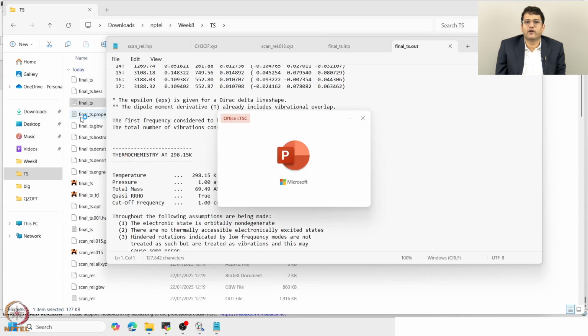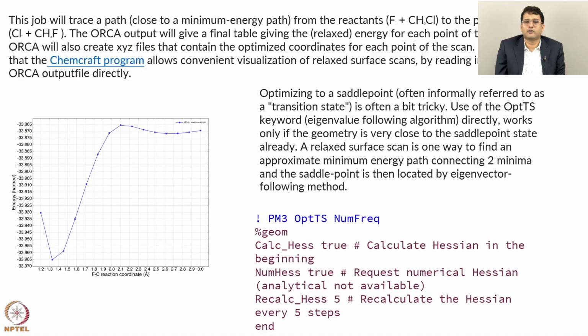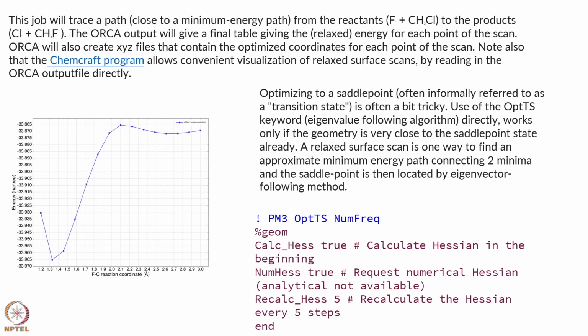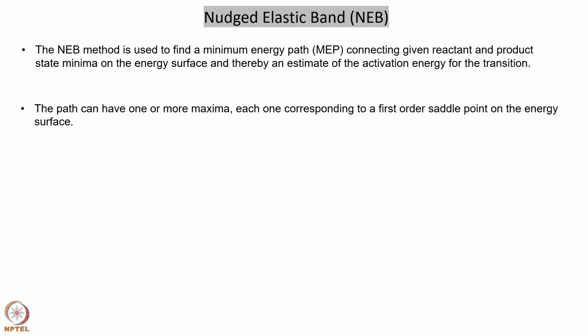Now, this is a case where we already knew the internal coordinate which corresponds to the reaction coordinate, but that will not always be the case. For polyatomic molecules, it will often not be easy to find out the internal coordinate which actually corresponds to the reaction coordinate. So, for that you need to use a modern technique which is called the nudged elastic band. What you do in the nudged elastic band is find a minimum energy pathway connecting the given reactant and product state minima on the potential energy surface, and thereby estimate an activation energy of the transition state.